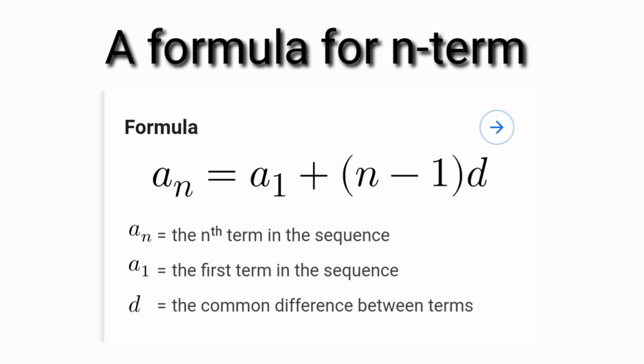Now here's the formula for the nth term. a sub n is equal to a sub 1 plus the quantity n minus 1 times d, in which a sub n is the nth term in the sequence, a sub 1 is the first term in the sequence, while d is the common difference between terms. Now, let's try to know this formula better.